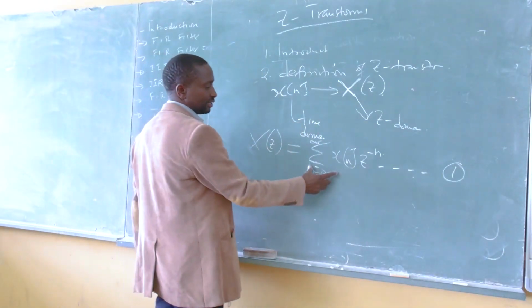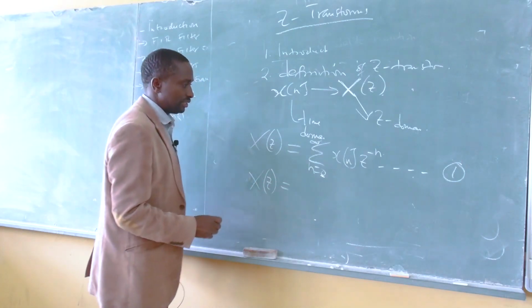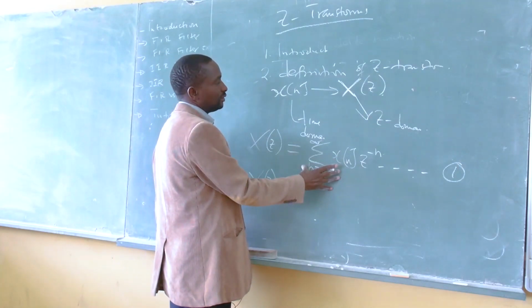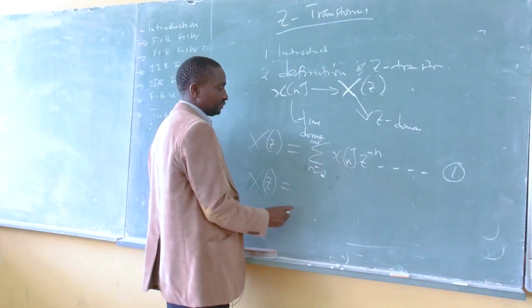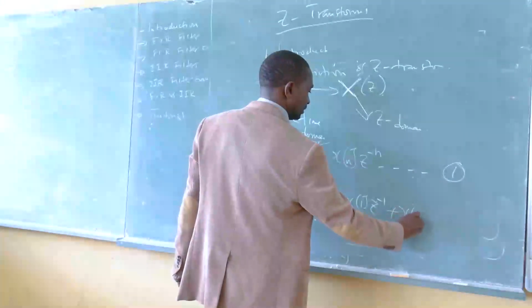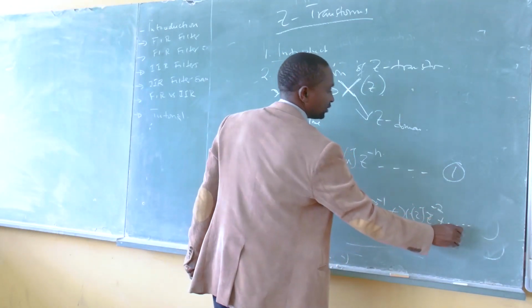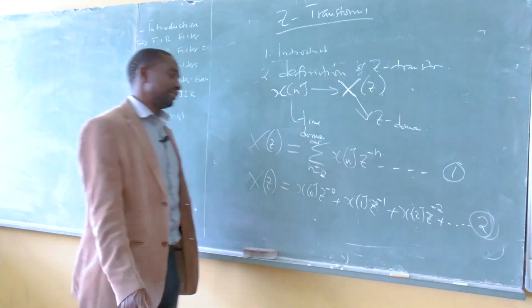We can then expand equation 1 to form a second equation, which is the expanded format of equation 1. This is basically x of 0, z to the power minus 0, plus x of 1, z to the power minus 1, plus x of 2, z to the power minus 2, and this goes on. Let me call this equation 2.